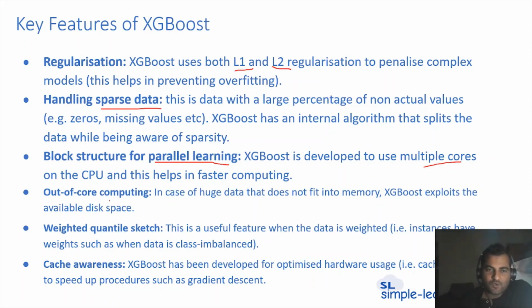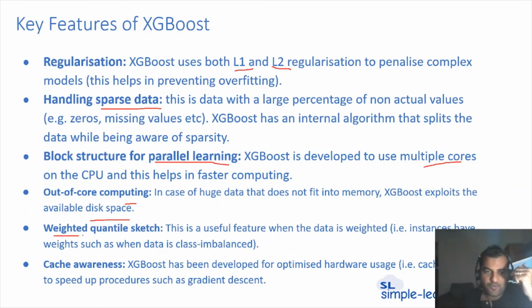Then out-of-core computing basically exploits the available disk space. This is also a key feature, because in the real world ML algorithms require more resources, which can be CPU, disk space or memory. What it will do is exploit the available disk space, and based on that, it will be aligned.